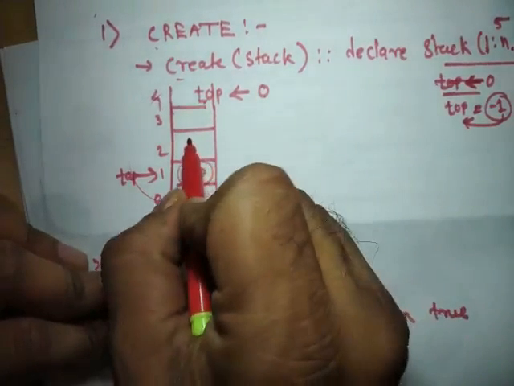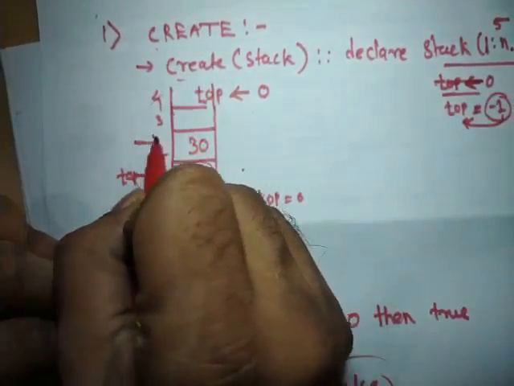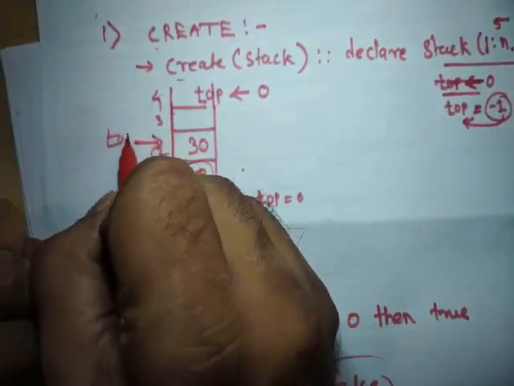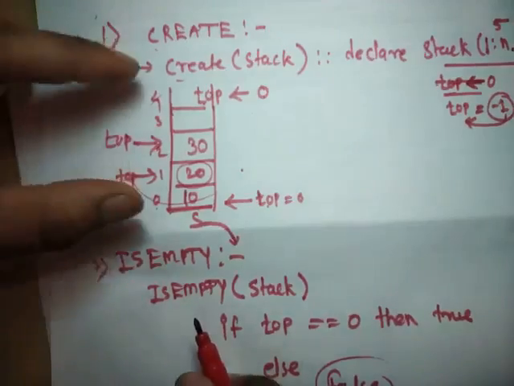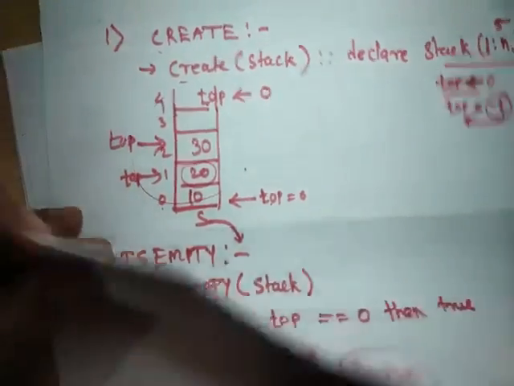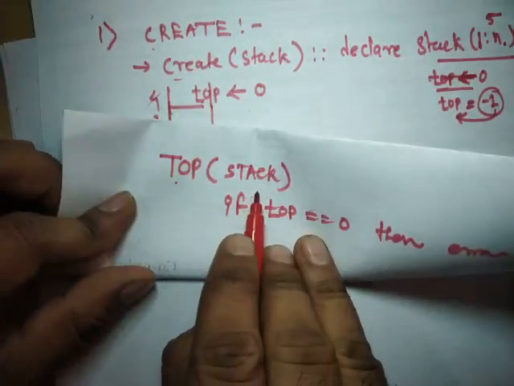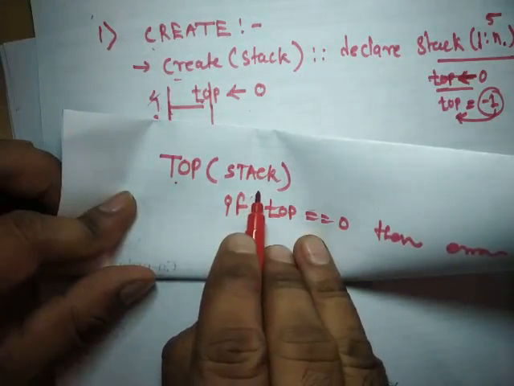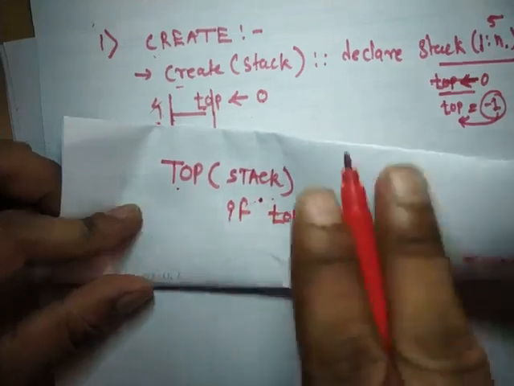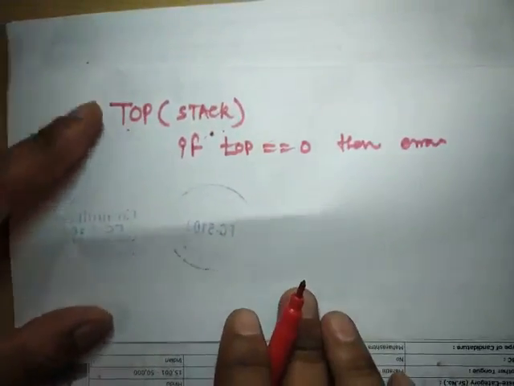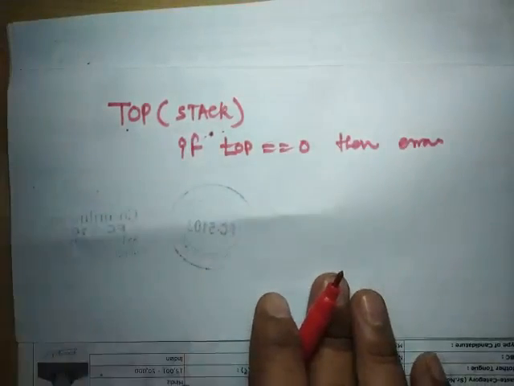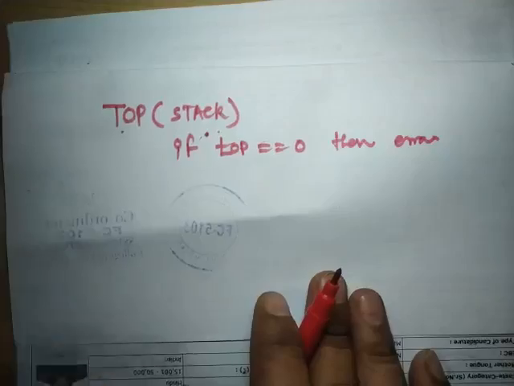Now suppose you insert one more element here, so now top is pointing to index location 2. If you pass this stack to the top function, it will return the topmost element. What is the topmost element now? That is 30. So this is a very basic operation where we get the topmost element of the stack.